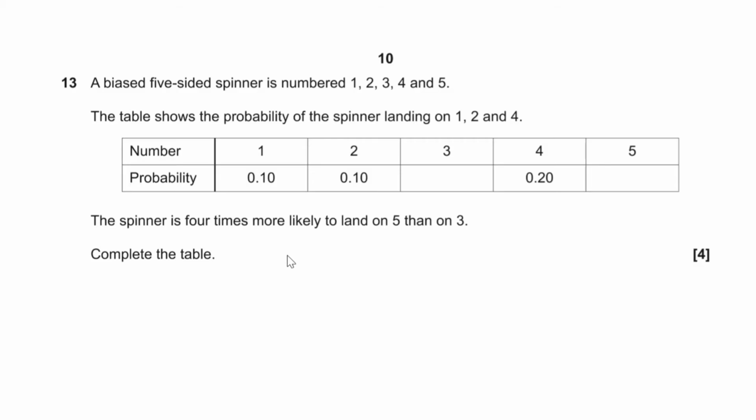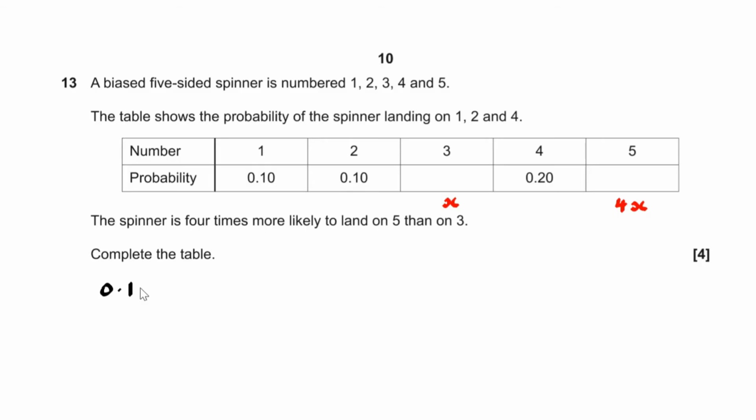Question number 13. A biased five-sided spinner is numbered 1, 2, 3, 4, and 5. The table shows the probability of the spinner landing on 1, 2, and 4. The spinner is 4 times more likely to land on 5 than on 3. We have to complete the table. Well, if this probability is x, this probability will be 4x. It's 4 times likely to land on a 5 than on a 3. And we know that probability adds up to 1.